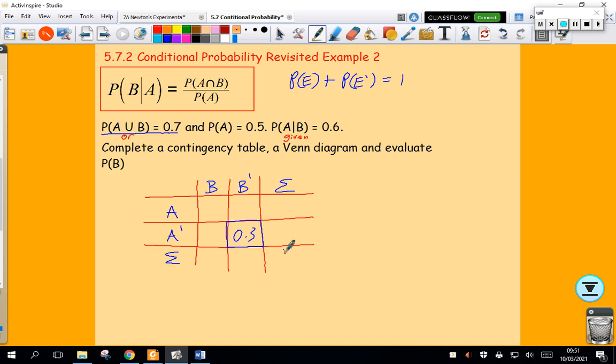The other thing, of course, I probably should have started with is that the sum of all probabilities in my contingency table has to be 1. The second piece of information here I'm going to look at is the probability of A is 0.5. That's that cell there. So the probability of A complement also has to be 0.5. Why? Because together they have to combine to give me 1. Working out here, that means this must be 0.2, since it's the number I add to 0.3 to get 0.5.